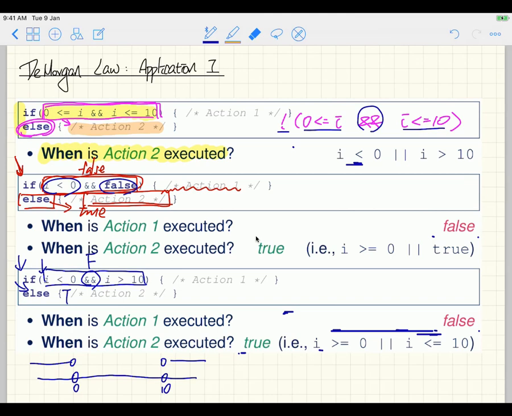Okay, so now for the case of the disjunction, it's going to be similar. So I'm going to go a little bit faster for the disjunction. All we have said will be symmetric.